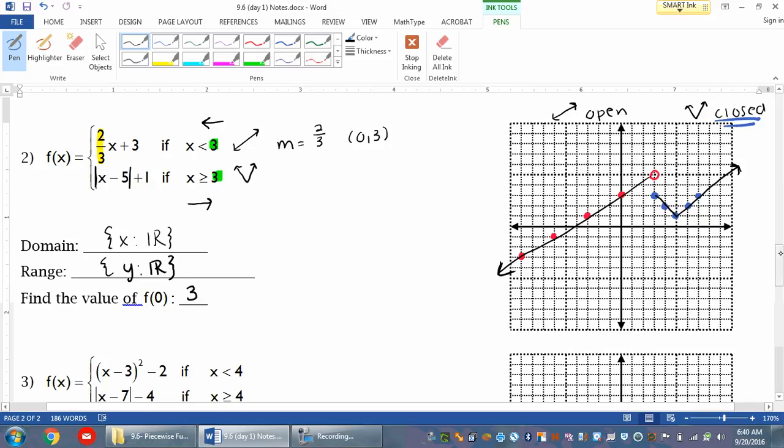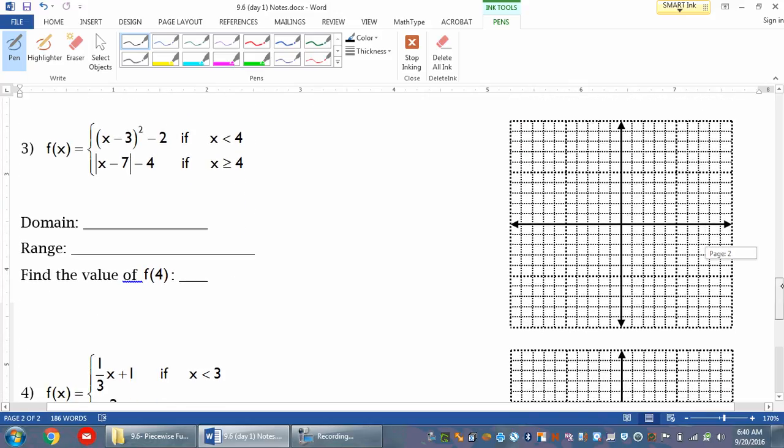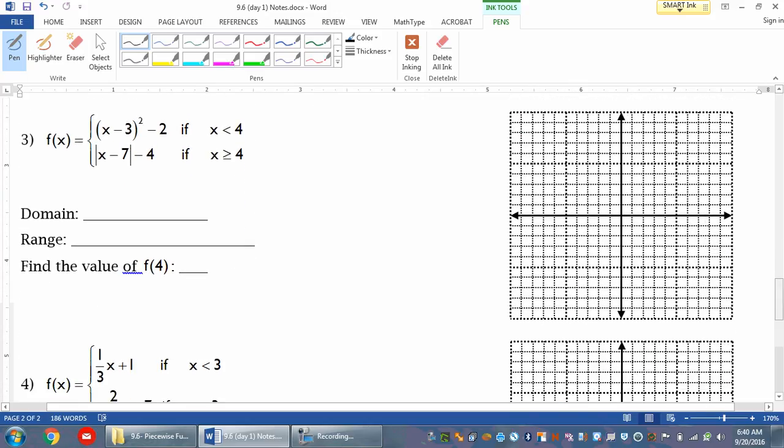All right. Let's go ahead and move on to example number 3. Alright, so I have x minus 3 squared minus 2. That's going to be a quadratic facing up. And I have the absolute value of x minus 7. That's going to be a V facing up. I know it's facing up because there's no negative sign in front.